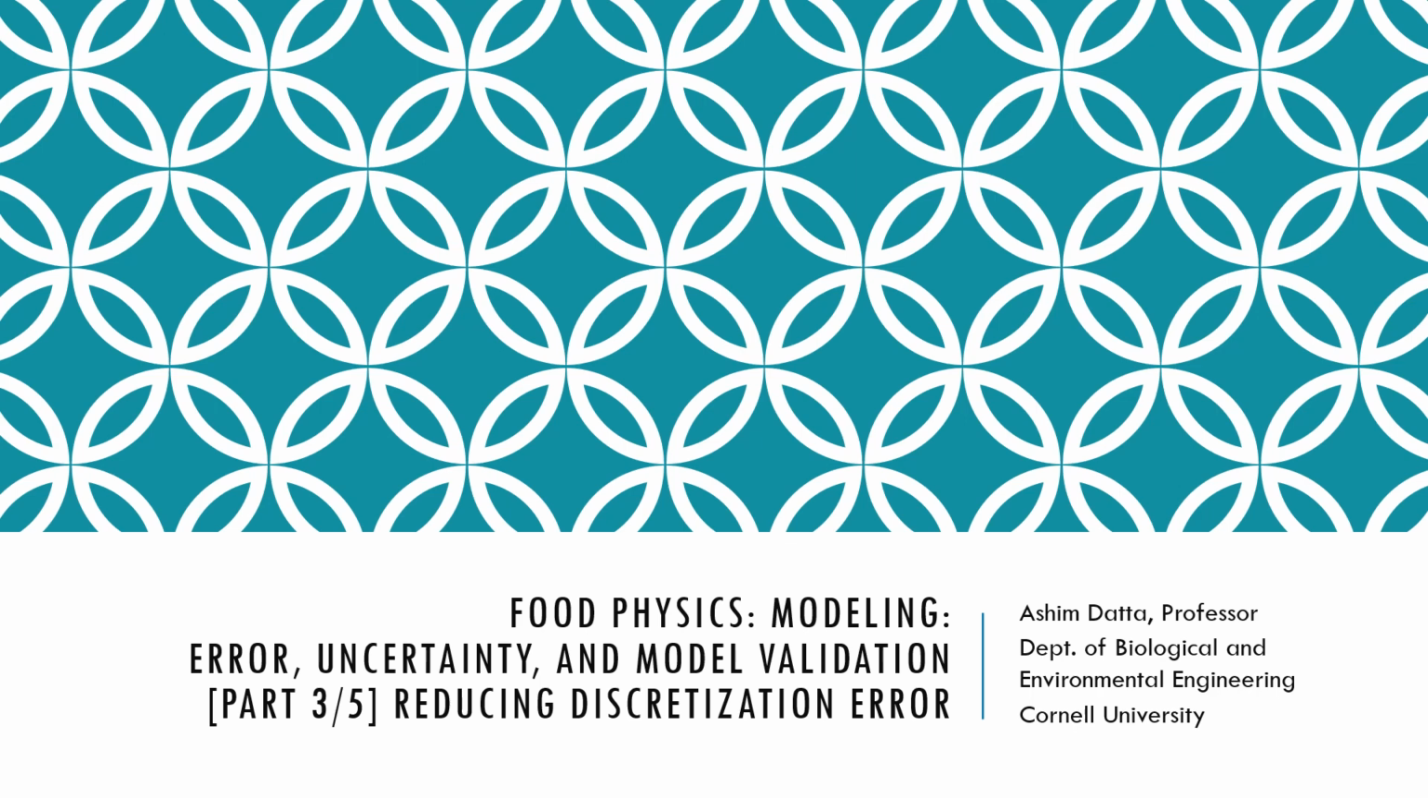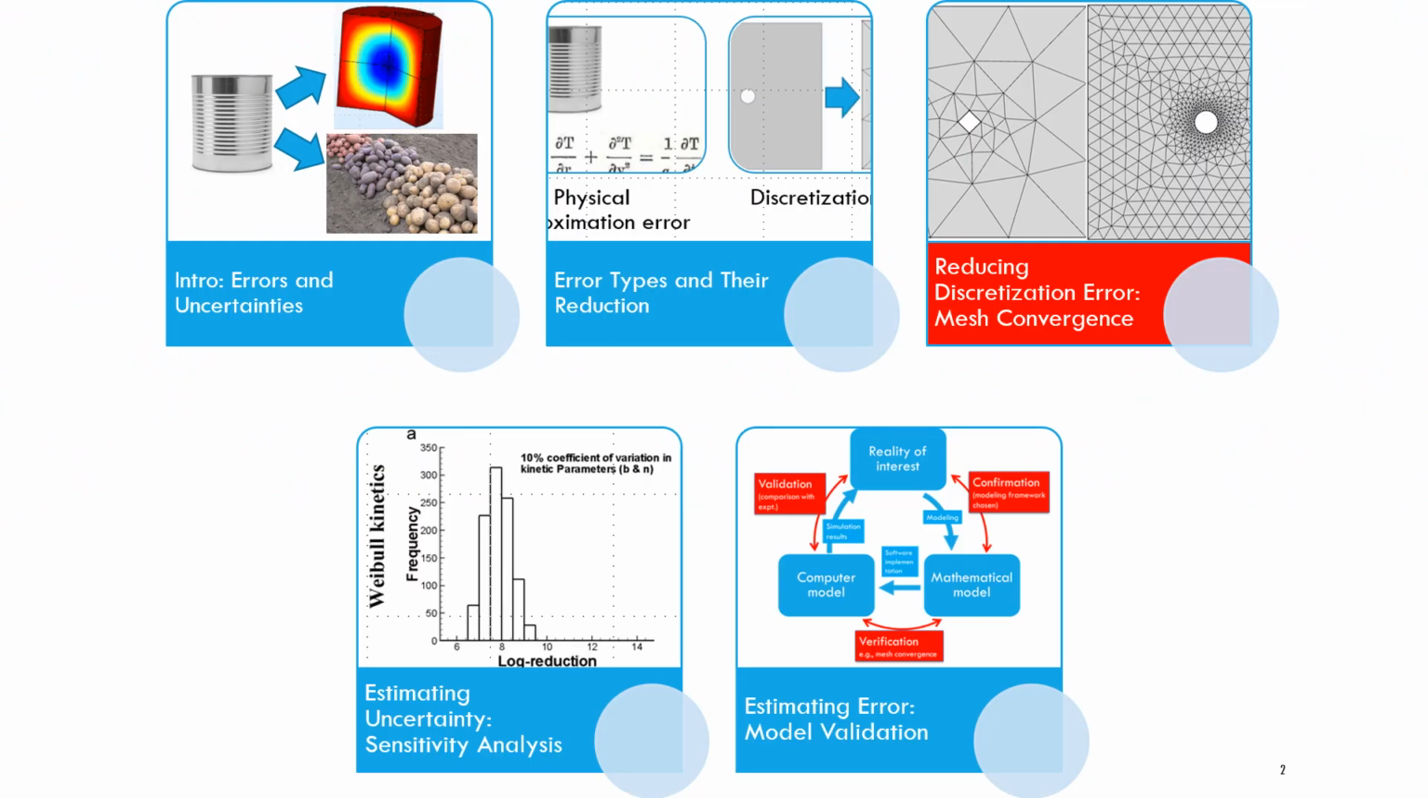Reducing discretization error. This video is part of a course on food physics, of which this belongs to the modeling section. It is the third of a 5-part series on error, uncertainty, and validation. Here we're going to discuss how to keep track of discretization error that happens because of numerical calculations of the differential equations and reduce them.